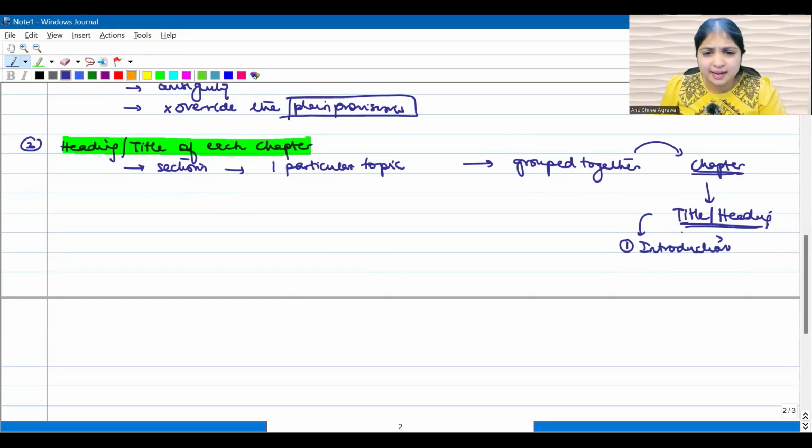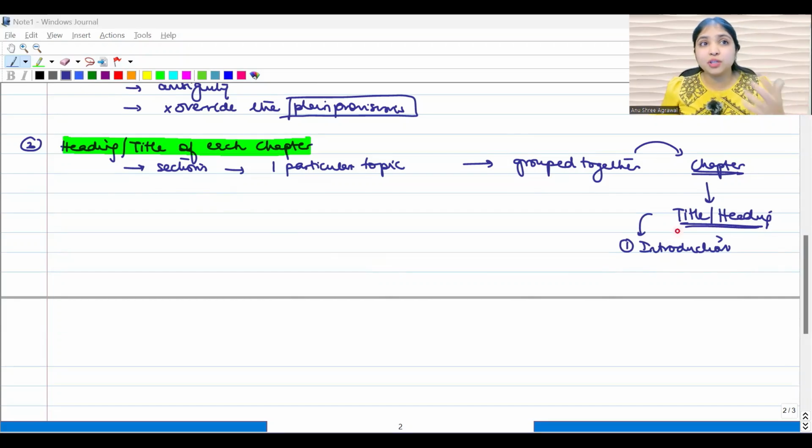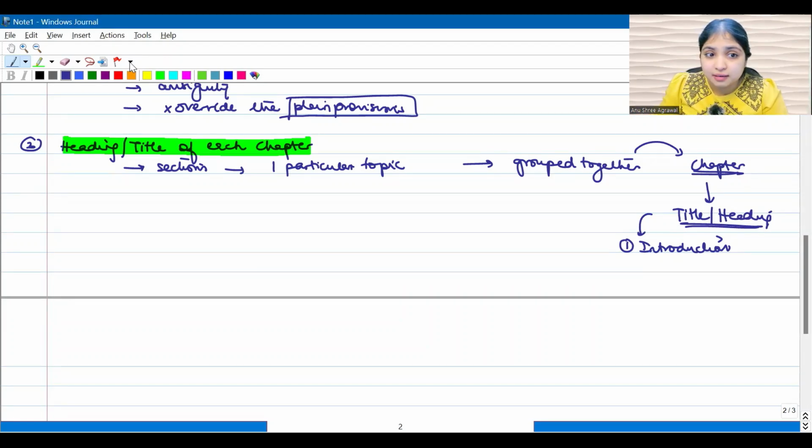Now, this heading is just like what the preamble is for the whole act. The heading is for these sections. Then after that, we learned: can the heading be used to interpret a section from another chapter? No, we cannot use the heading to interpret another section from another chapter. We cannot use a heading.